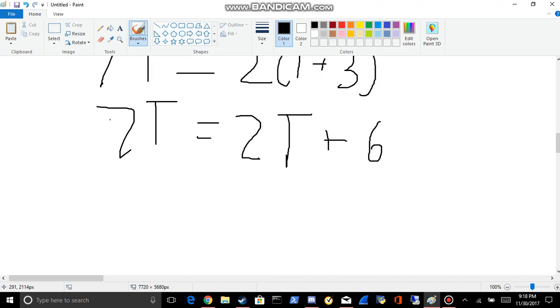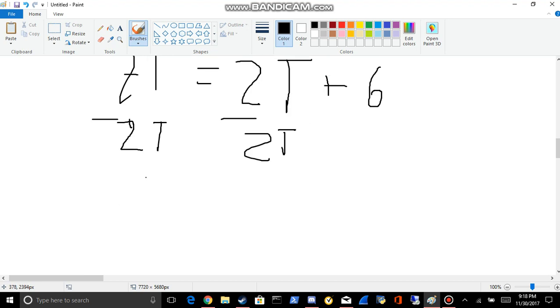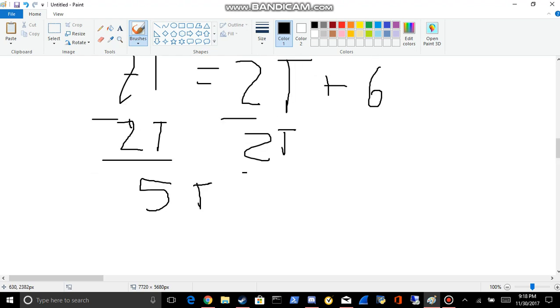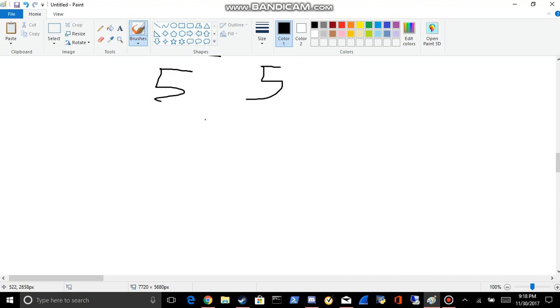Okay, so the 7t here, you want to subtract 2t from both sides. Once you get that, you'll have 5t equals 6. Now, you want to get the variable alone by itself, so you divide it by 5. Now, once you do that, t will be equal to 1.2.